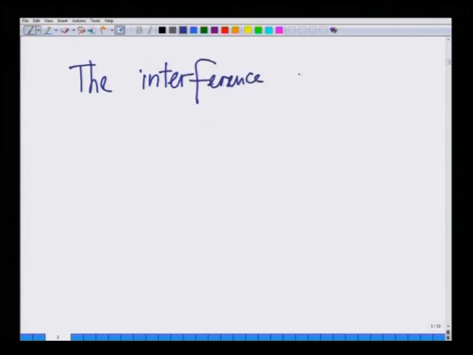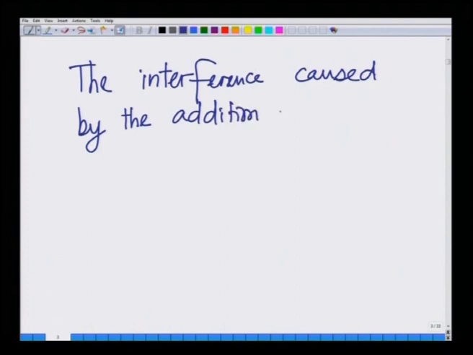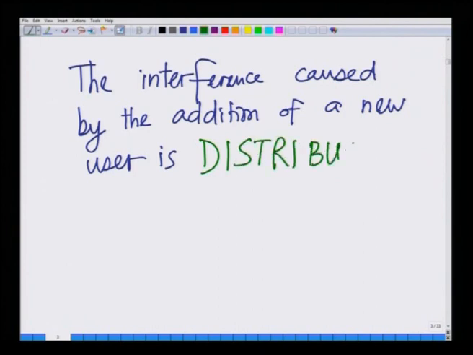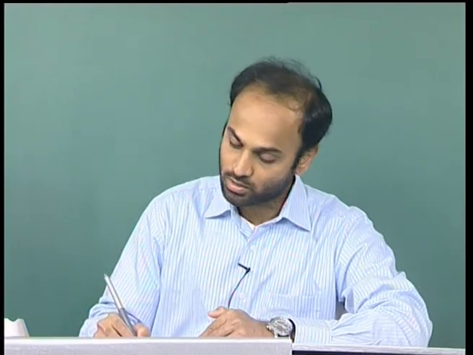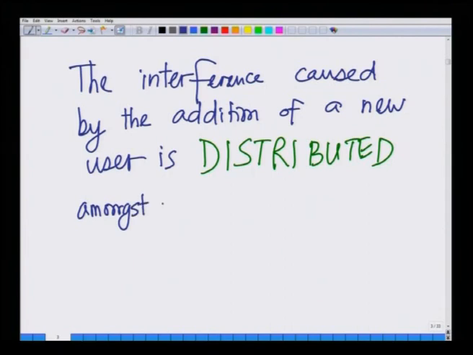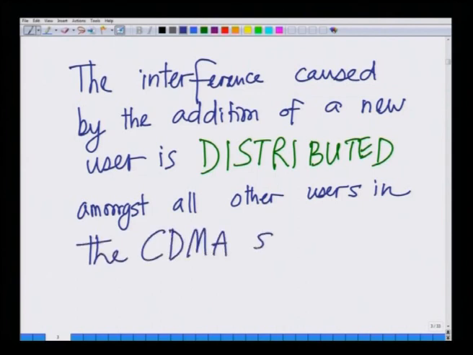So, let me write that point. The interference caused by the addition of a new user, namely the k plus 1th user in this case, is distributed amongst all the current users, or amongst all other users in the CDMA system.